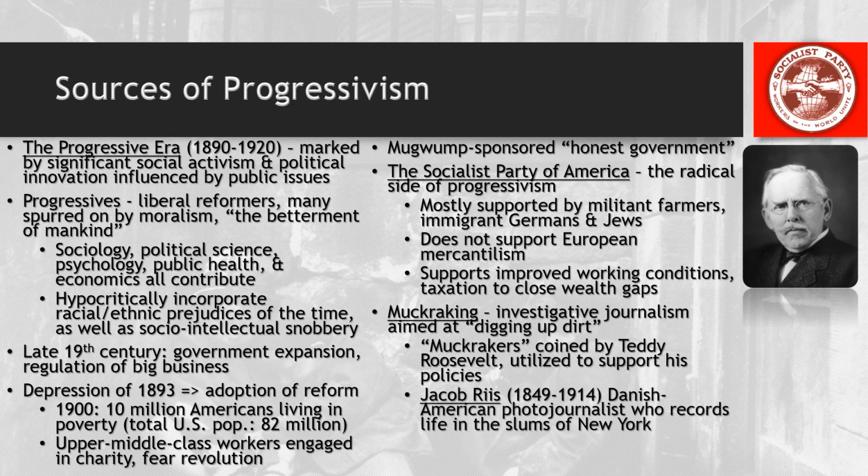And one particular muckraking journalist that gets a lot of attention, and rightly so, is a guy named Jacob Riis. Riis is a Danish-American immigrant who is a photojournalist, and he specifically records the lives of the working class living in the slums of New York. He writes a book called How the Other Half Lives, which I believe is published in the year 1900. I could be wrong about that. I need to check the date.